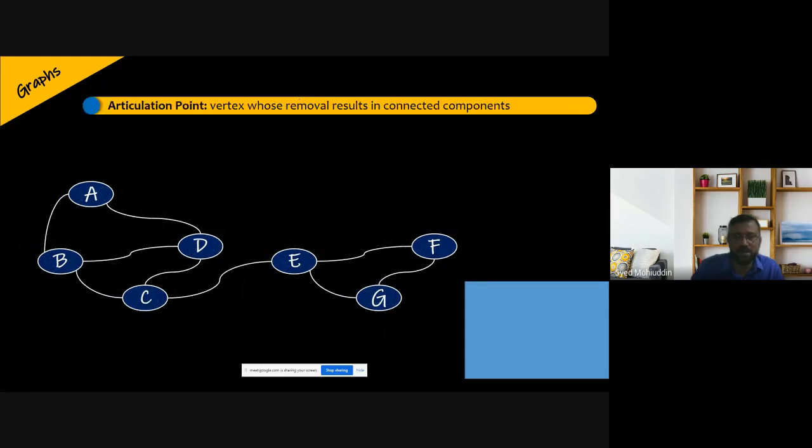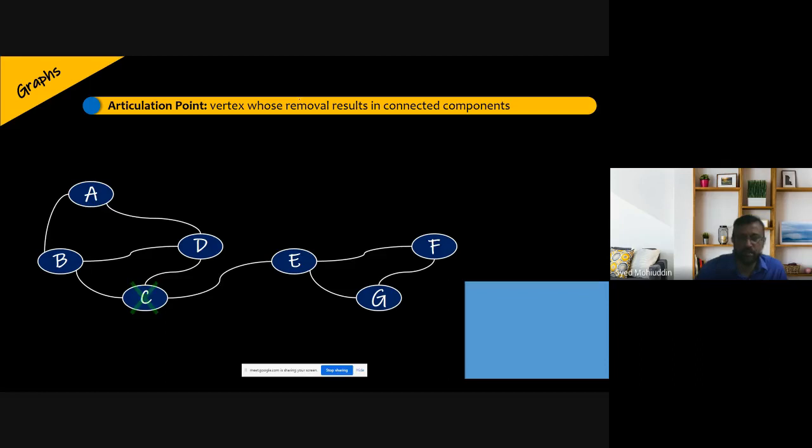Now, there is the notion of an articulation point. In a graph, if removing a vertex results in different connected components, might be more than two, then that vertex is known as an articulation point. So in this case, if I remove node C, there will be two connected components. So node C is an articulation point.